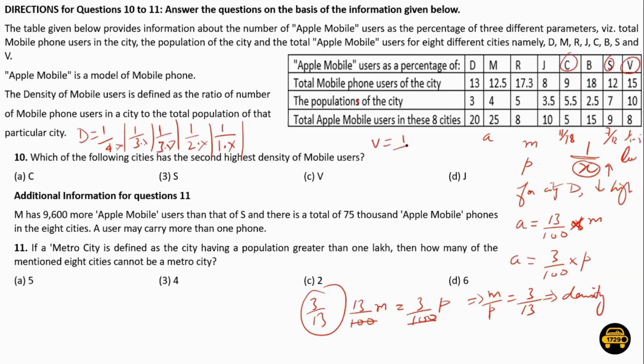For V, it is 1 upon 1.5. For C, it is 11 by 18. So 11 by 18 will be 1 upon, it will go 1 time and 7 remains. So it will go 6 times, then 4 and 0, 3 times, 1 upon 1.63. And for city S, it will be 7 by 12, that is 1 upon 1.7 something. So the second lowest value here is 1.63. Lowest is, of course, 1.5. So the answer to this question will be city C.